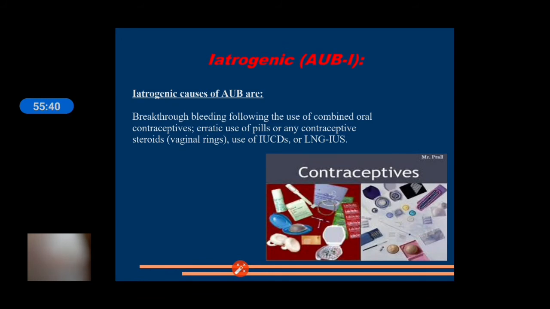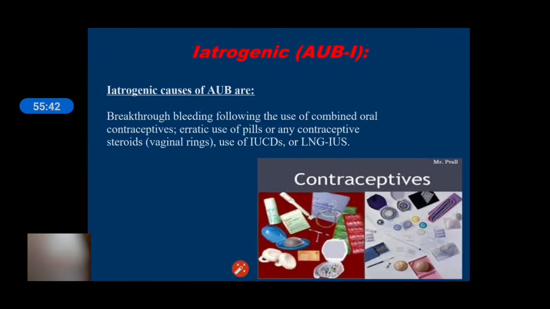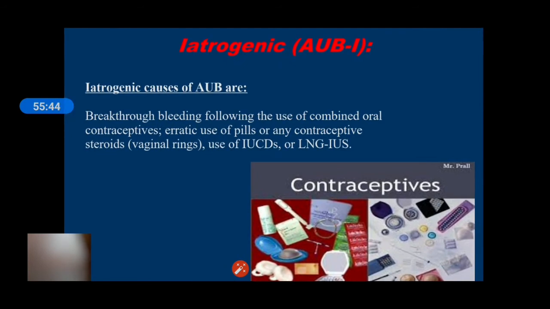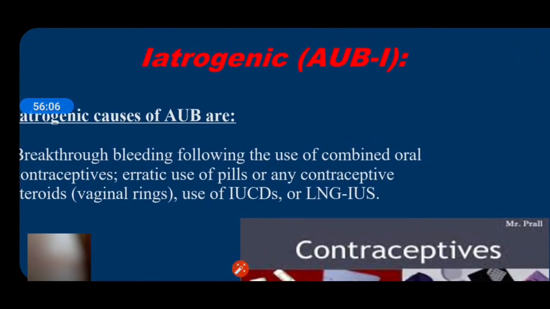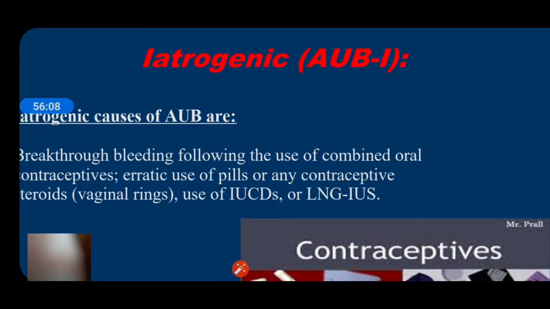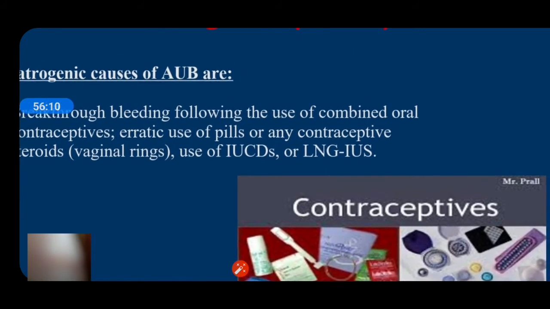Next is the iatrogenic cause, or AUB-I. Iatrogenic causes of AUB are breakthrough bleeding following the use of oral contraceptive pills. Whenever we prescribe OC pills to a patient, after the stoppage of the OC pills, she gets breakthrough bleeding. So that is one of the iatrogenic causes of AUB. Another is erratic use of pills or any contraceptive steroids, or use of IUCDs or the LNG IUS. Even copper T can also cause bleeding in between the cycles. Spotting will be there, or sometimes heavy bleeding.